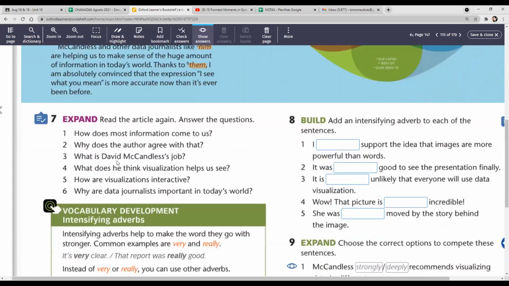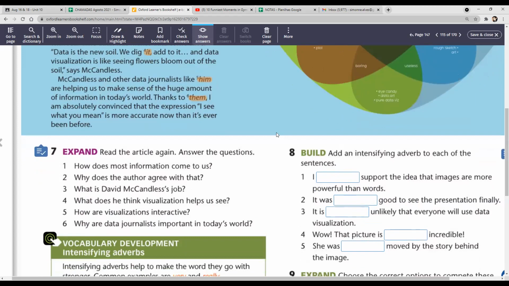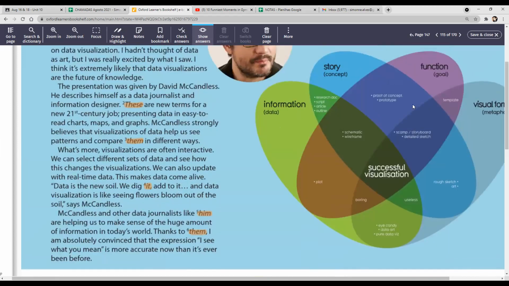Now, number three, what is David McCandless's job? What does he do? Data journalist and information designer. Yes, he is a data journalist. And what does he think visualization helps us see? Patterns. Okay, patterns. It helps us see patterns. It helps us see similarities, differences. It helps us interact. Okay, they are often interactive.